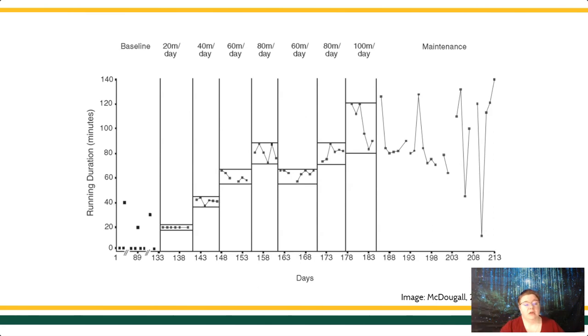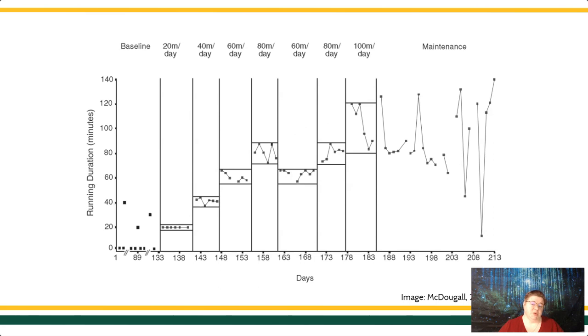So in this case, the client could run for 20 minutes a day. And at that point, we see that they actually match running for 20 minutes. They could then run for 40 minutes, and we see there's a little variability there. But for the most part, they earned the reinforcer for running 40 minutes a day, and then 60, and so on and so forth. We want to see that the behavior changes when the criterion is changed, and it changes only when the criterion is changed for the client.